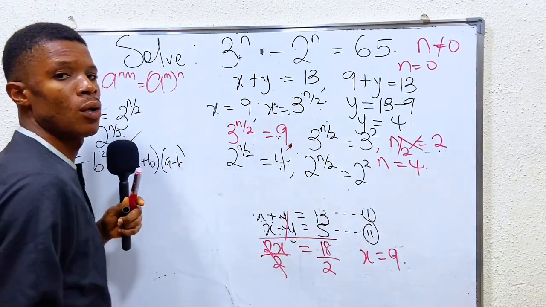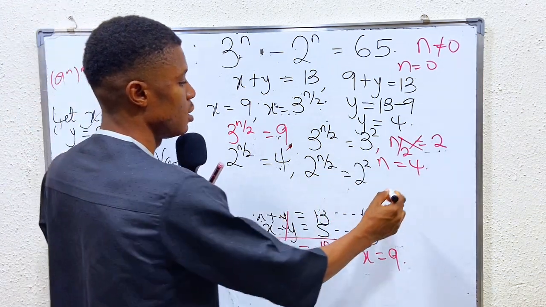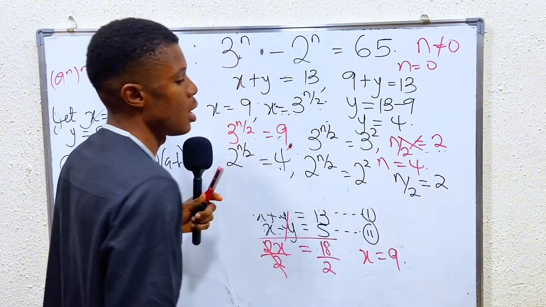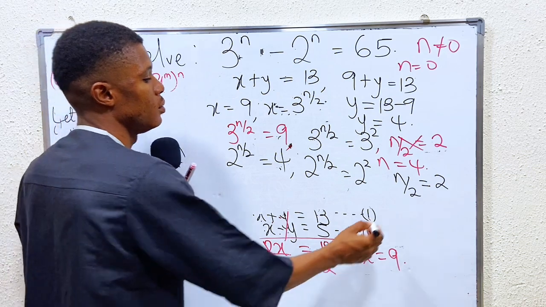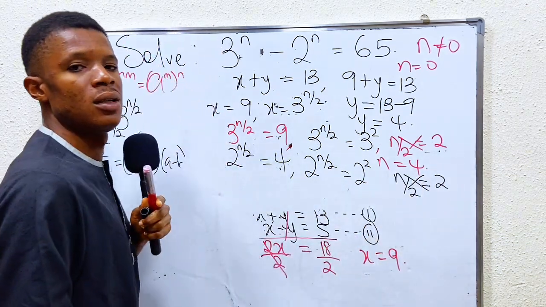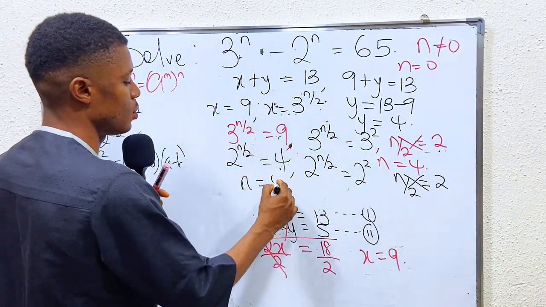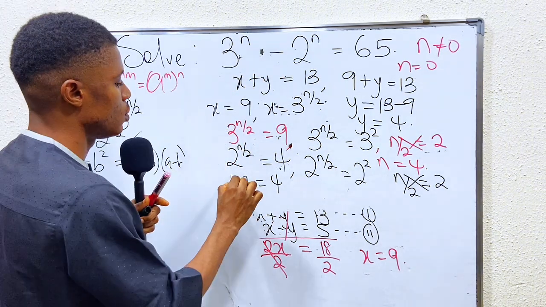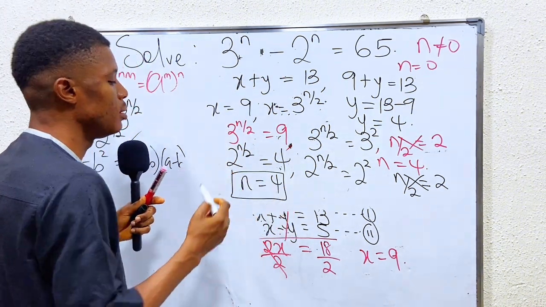The bases are equal. We simply have to equate the powers. That means n over 2 is equal to 2. Okay? So for us to get the value, we just have to cross multiply. If we cross multiply, n is equal to 4. So you can now see that n is consistent on both sides. So the value of n can only be 4. Okay?